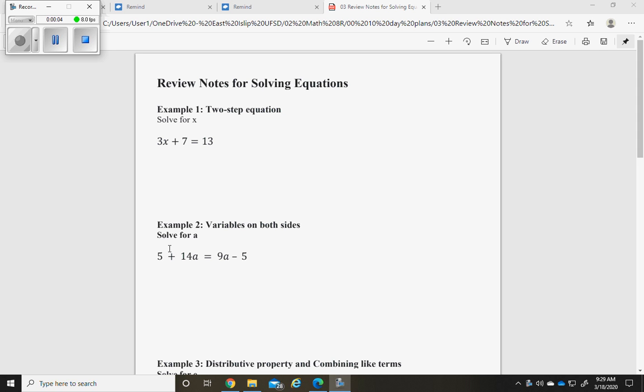So just a quick review of solving equations. We did this in Unit 1 back in September. So this should go pretty quick, and then you'll feel more confident doing your homework page.